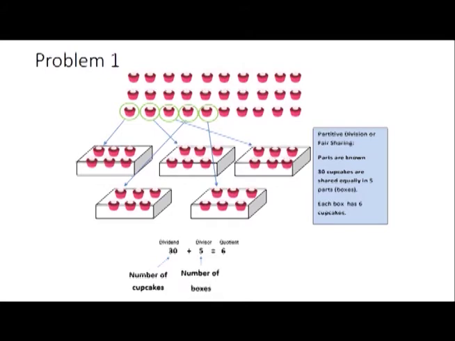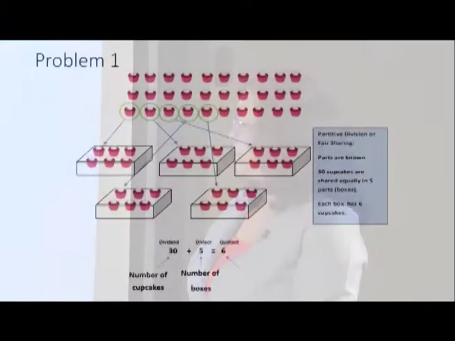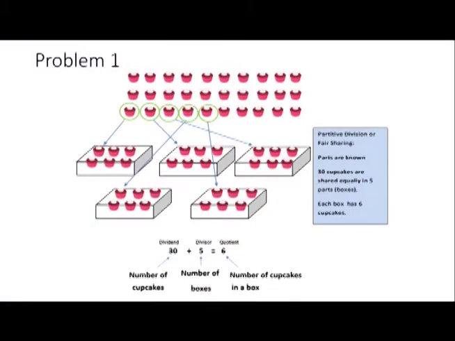And our answer is called a quotient. The answer to a division problem is called a quotient, which I'm sure you know already. This is just a revision. So our answer here is 6. And the 6 there refers to the number of cupcakes in each box. So that is problem 1. We'll look again at problem 2, and its representation as a picture.